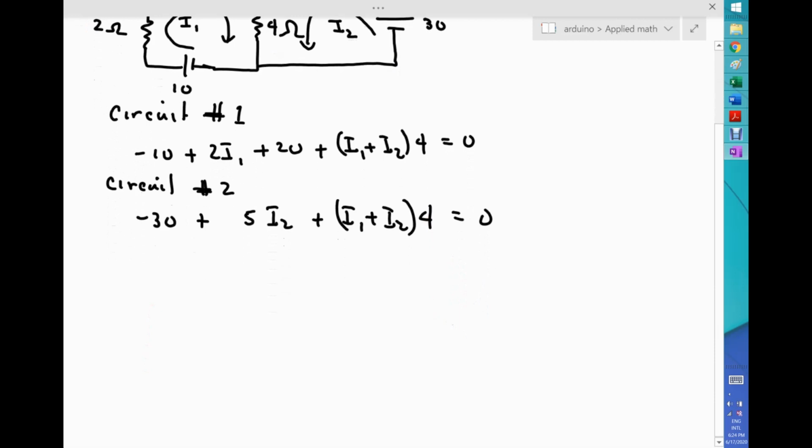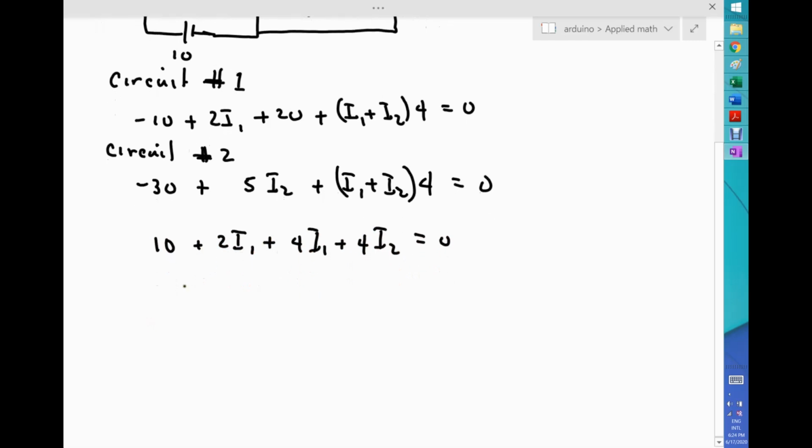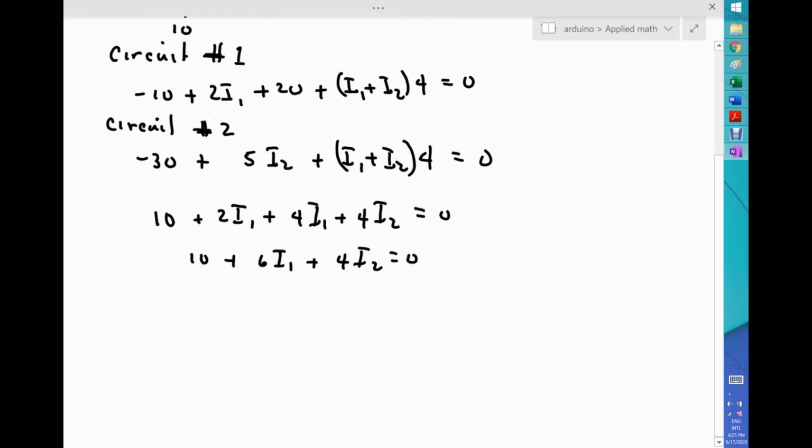For example, the first equation: we got a minus 10, a plus 20, that would be a plus 10, and then we got a 2I1 plus 4I1 plus 4I2, and that equals 0. We keep simplifying. That's 2 and 4, that's 6. 10 plus 6I1 plus 4I2 equals 0. And now that's the end of the simplification. This is for equation number 1.